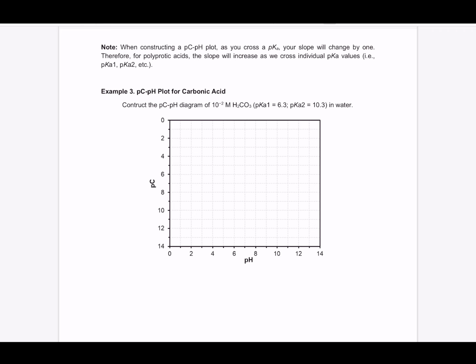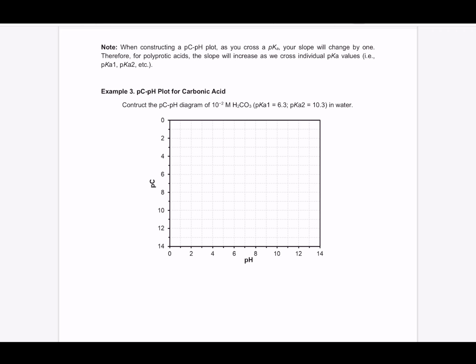But now here, as you pass another pKa, that means you're combining 2 reactions. That means you're combining 2 terms of pH. So the slope is either -2 or +2. And if you pass another pKa, then the slope would be -3 or +3. So that's the very easy way to quickly construct the pC-pH diagram for an acid with more than one proton, a polyprotic acid. So here we just want to do it for carbonic acid, 10 to the minus 2.